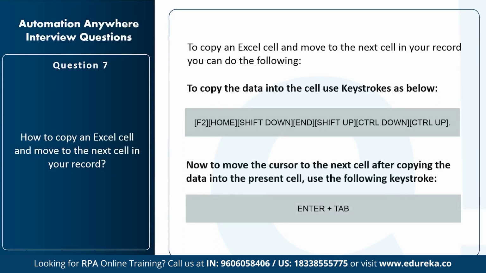And then you can move the cursor to the next cell after copying the data into the present cell using the keystroke enter plus tab. So basically guys, you can use the keystrokes to copy an Excel cell and move to the next cell in your record after mentioning the data into the present cell. So guys, that was about this question.